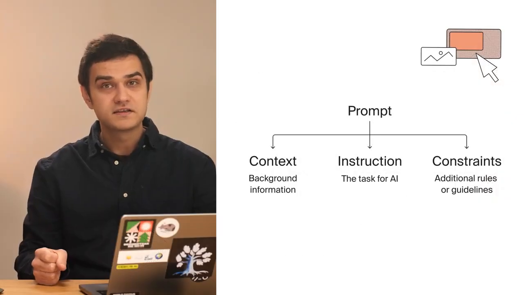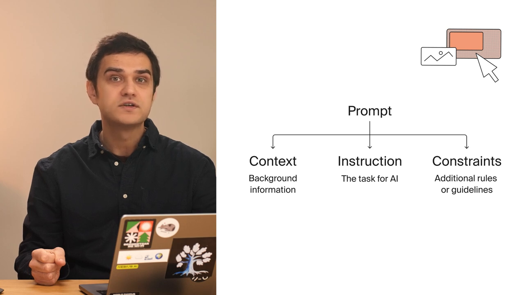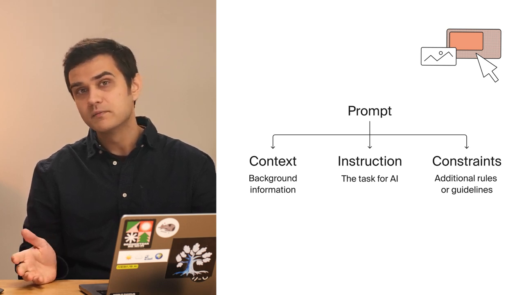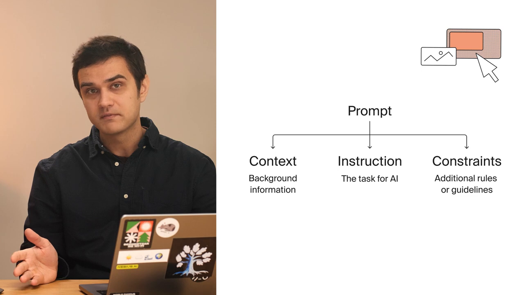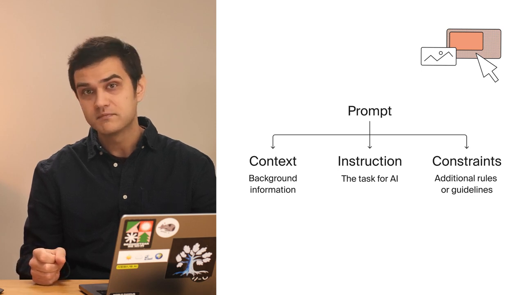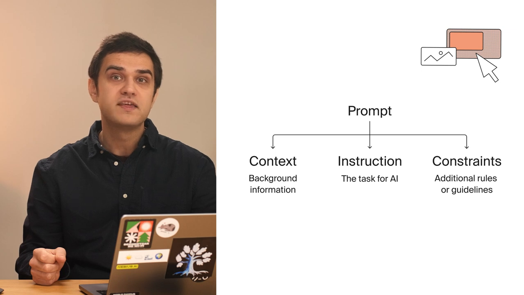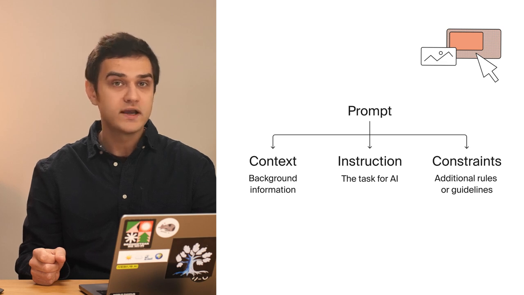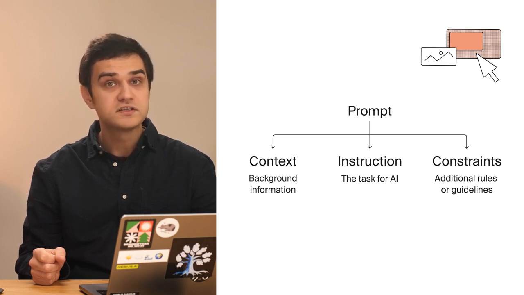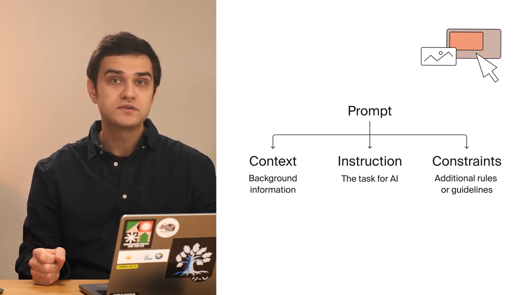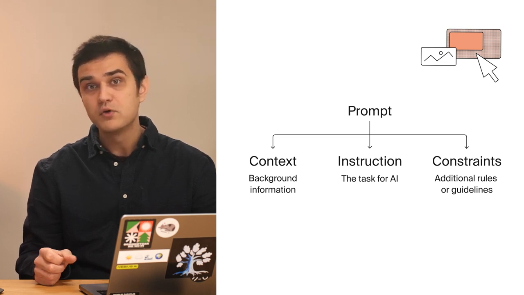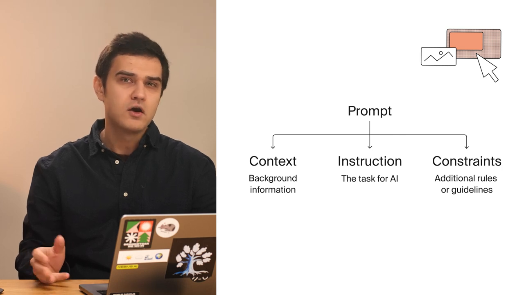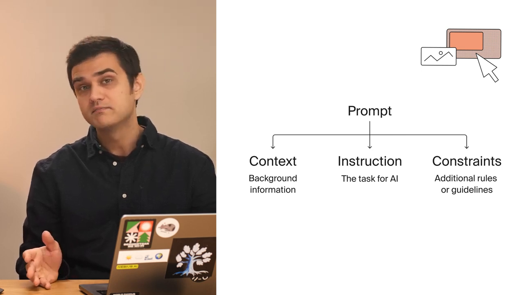First, there is context, which provides background information or sets the scene. For example, when using a chatbot, context might include your previous messages or the conversation's topic. Next, we have instructions. This is the core task you want the AI to perform. It can be a question, a command, or an open-ended request. Finally, constraints. These are additional rules or guidelines that shape the AI's response. For example, you might ask the AI to limit its output length or use JSON as the output format.